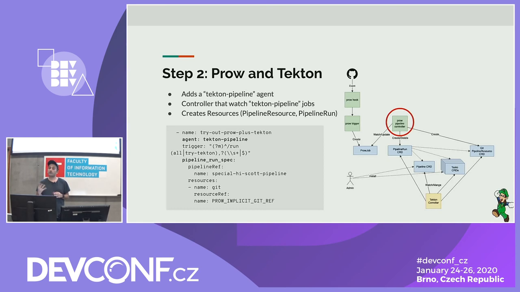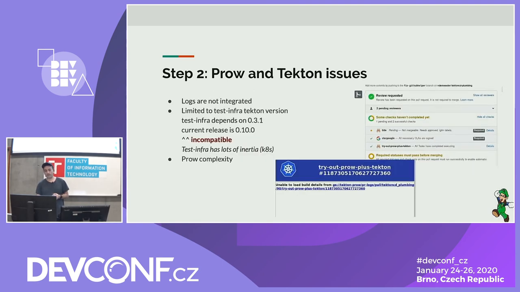It's pretty straightforward in a Kubernetes world because everything is watchable with the operator lifecycle kind of thing. So you just watch for the Prow jobs and adapt it to whatever you want to do. We have some issues with that.